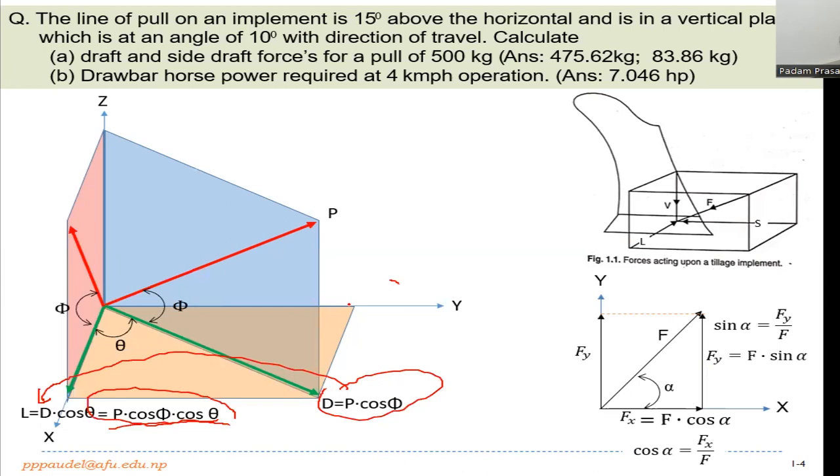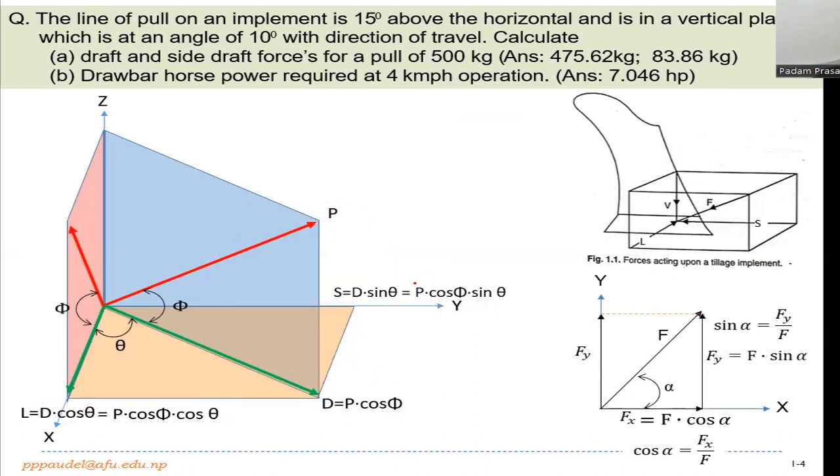Similarly, along the y-axis, the component of D is D sine theta. If you put the value of D, that is P cos phi, multiplied with sine theta, that is the component of P on the y-axis. That is the side draft. We got the relation for the draft, that is P cos phi and cos theta. We got the relation for the side draft, that is P cos phi multiplied with sine theta.